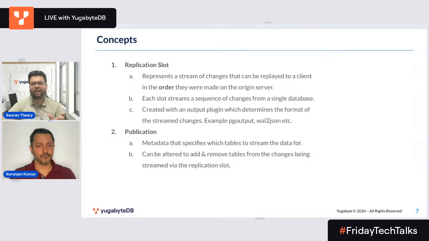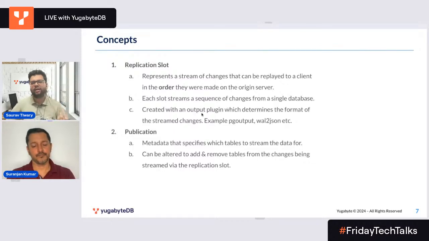This ordering guarantee means that you'll never get any constraint violations that didn't happen on the main server itself. Each slot stream represents a stream of changes from a single database. This is another key point to note: a replication slot is tied to a single database. It's a database within a database.